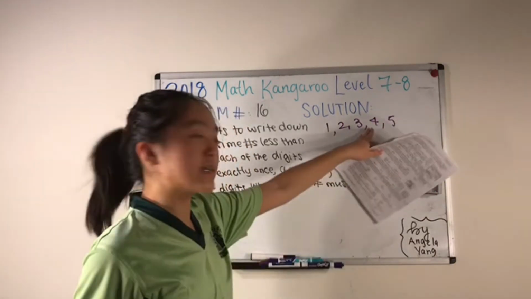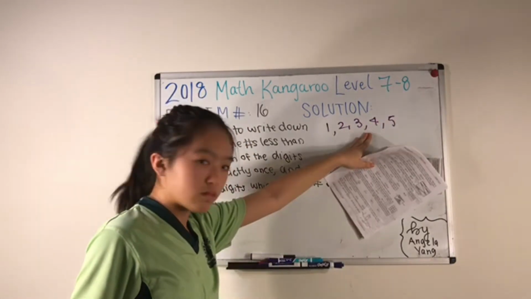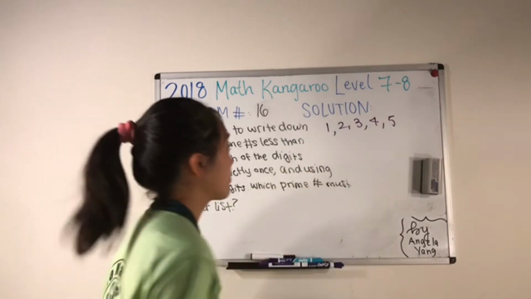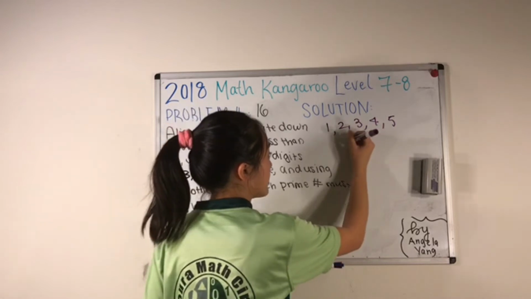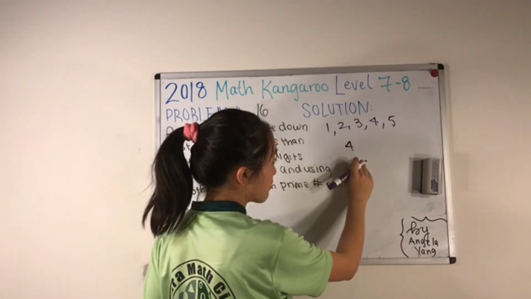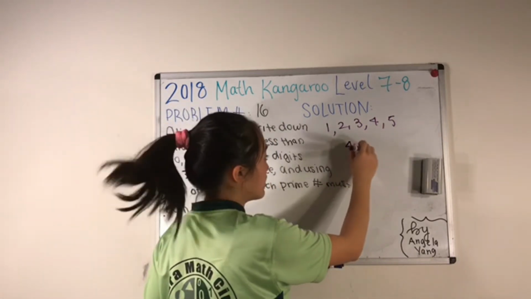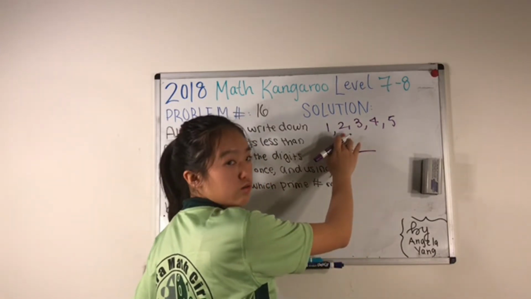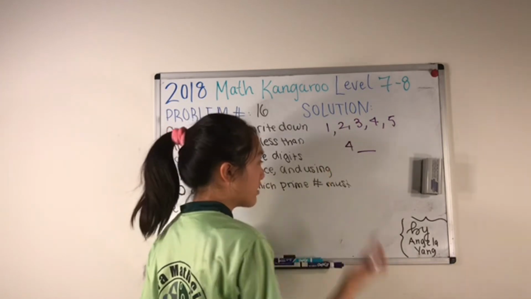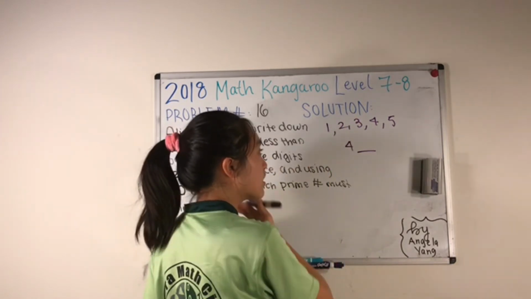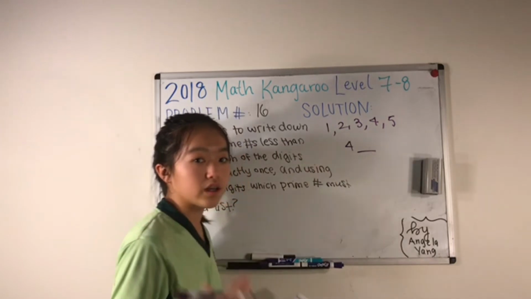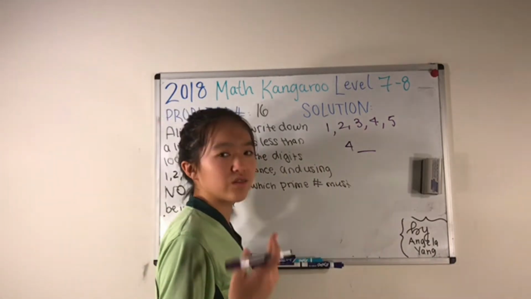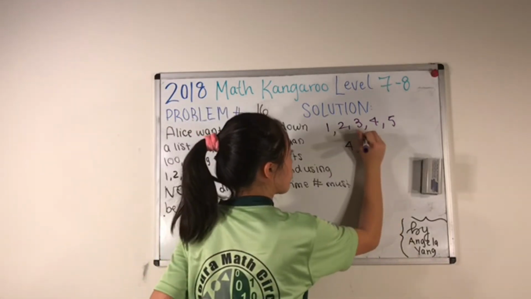Now we know that 4 can definitely not go in the units place because then we would have an even number, which is not a prime number. So 4 has to be in the tens place. In the units place, there can't be a 2 because that would be an even number, and that's composite, not prime. And there can't be a 5 because then it would also be a composite number. So it can only be 1 or 3.